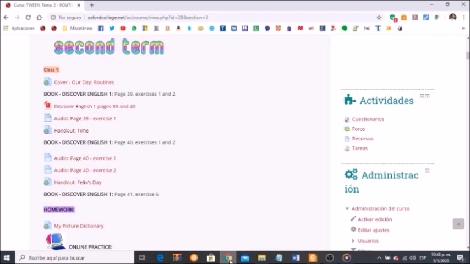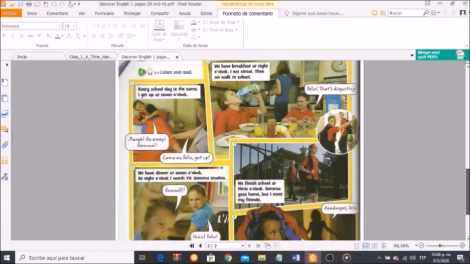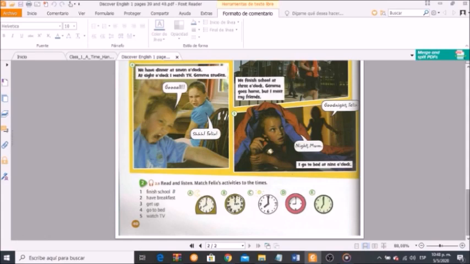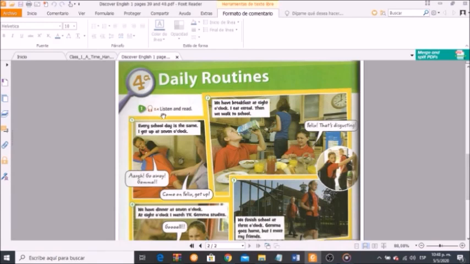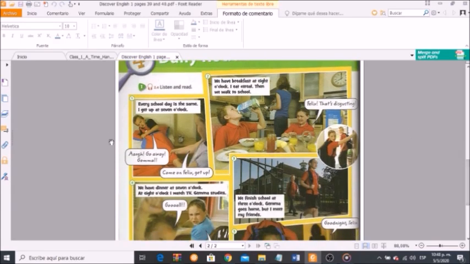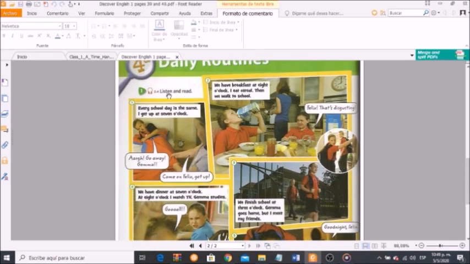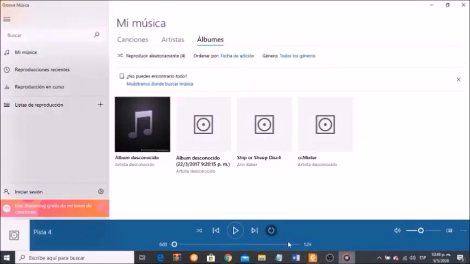Okay, now let's keep working with your books. This time page 40. So this is the page, page number 40. And we are going to do exercise 1. It says listen and read. So we are going to listen to this story. And while you listen to this and you read it too, please pay attention to the time expressions. Entonces, vamos a escuchar esta historia y mientras también la siguen con la lectura, les voy a pedir que presten atención a las horas que se mencionan en la historia. Okay, so let's do this.